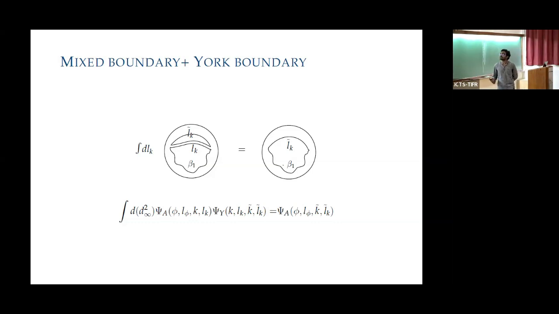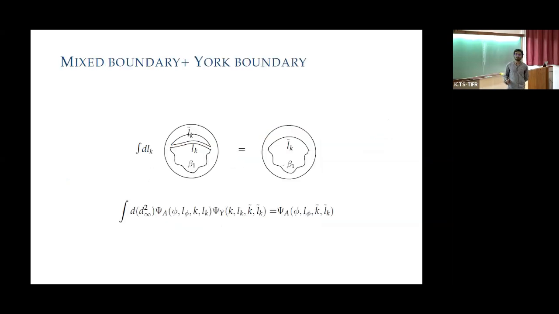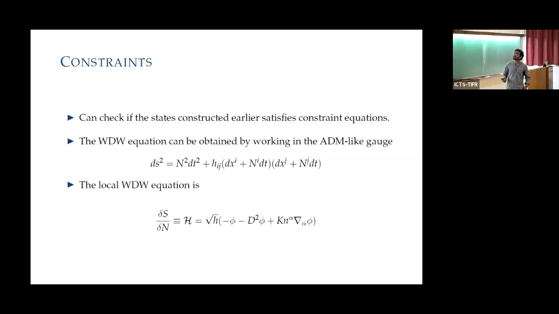Okay, the last check that I wanted to talk about is the constraint equations. Yes, you can also take two York boundaries and take the convolution, and that also works. It will give a third two York boundary case with two different extrinsic curvatures appropriately. So the third check that I'm going to do today is the constraints.